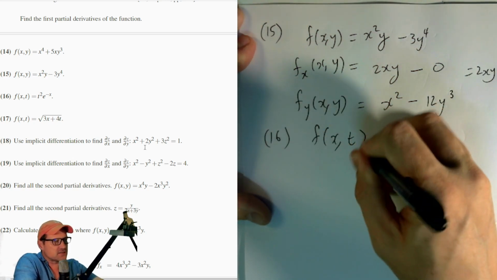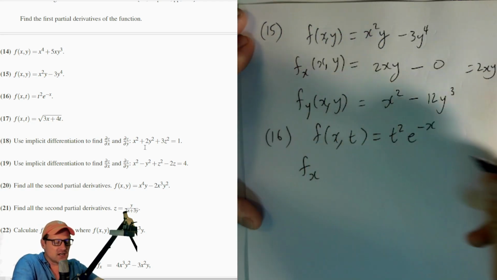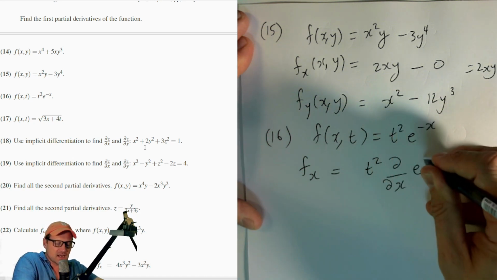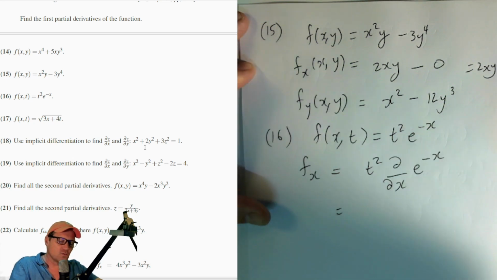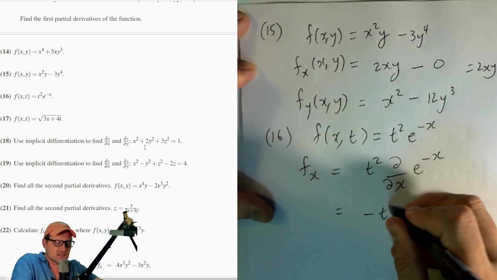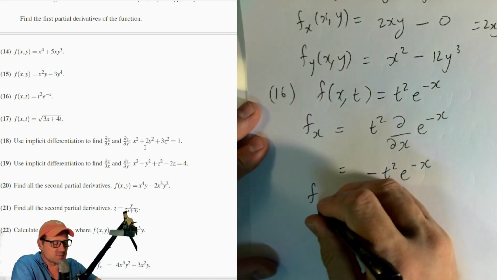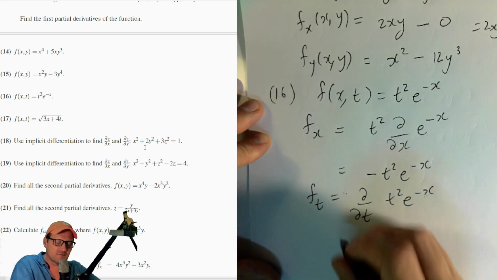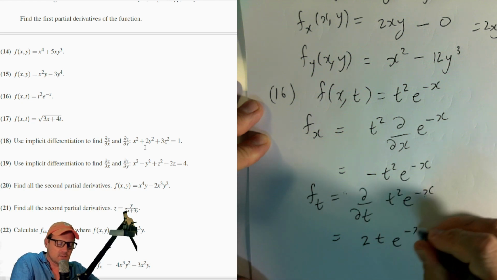f is a function of x and t given by t squared e to the minus x. So differentiating with respect to x, we have t squared times the derivative with respect to x of e to the minus x. Now that needs the chain rule, but what we'll get with u equal to minus x, the minus will come down. So minus t squared e to the minus x. Okay, now differentiating that with respect to t, we can treat the e to the minus x as a constant, bring that out in front, differentiate t squared with respect to t, and we get 2t e to the minus x.